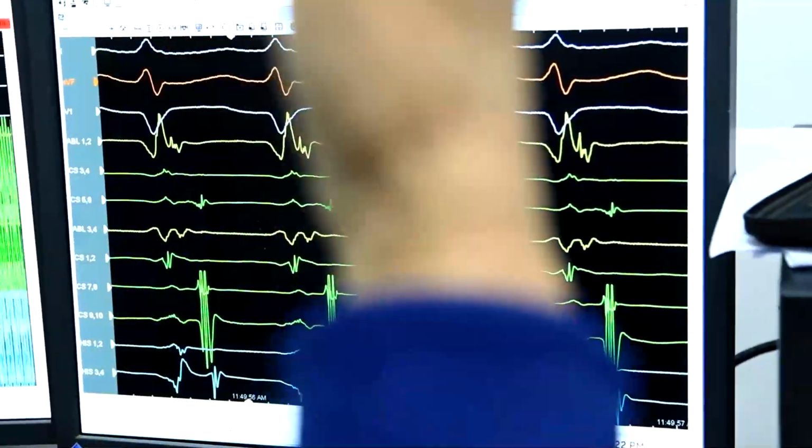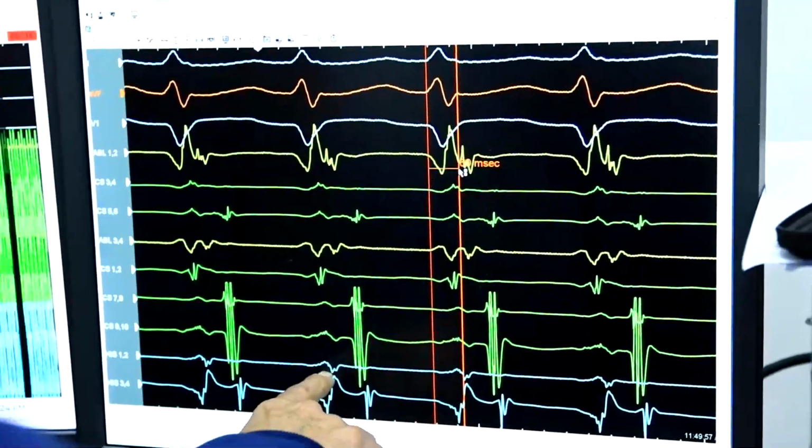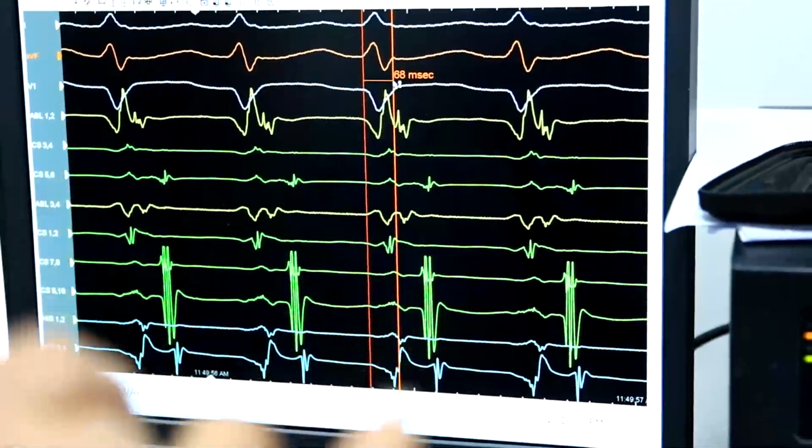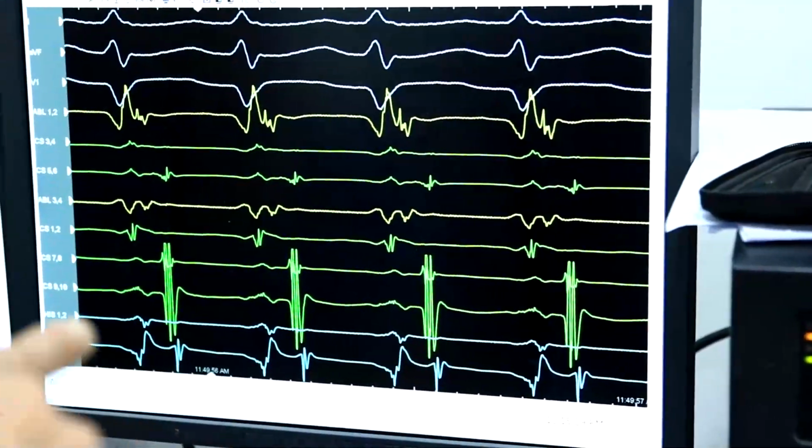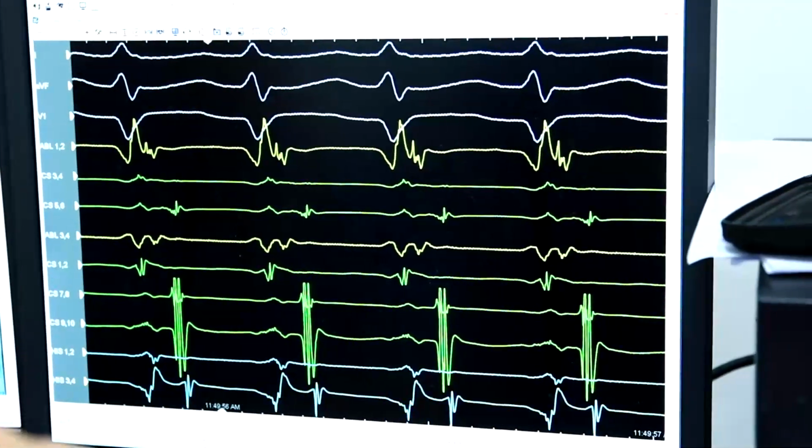While we were going into here, we placed the catheter into the CS, into a posterolateral branch, and we did pacing from this side.